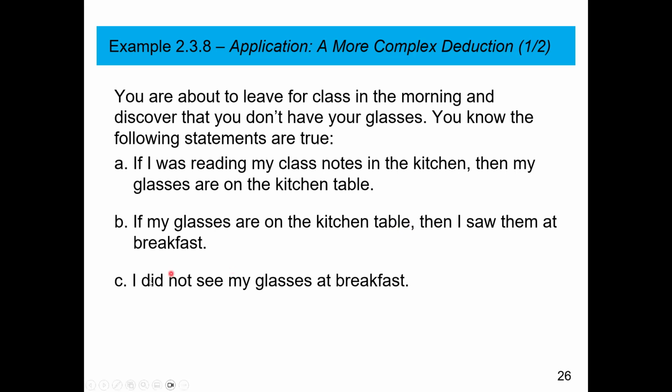Well, this part, I did not see my glasses at breakfast. We take the previous statement, and by modus tollens, it lets me go backwards and say, well, then my glasses are not on the kitchen table, because I negated the latter part, that I saw them at breakfast. If I negate the then, it negates the if. Since my glasses are on the kitchen table is the then in part A, negating it negates that I was reading my class notes in the kitchen. So right now, from this information, I can say that I was not reading my class notes in the kitchen. My glasses are not on the table. Those are a couple things I can conclude right now.